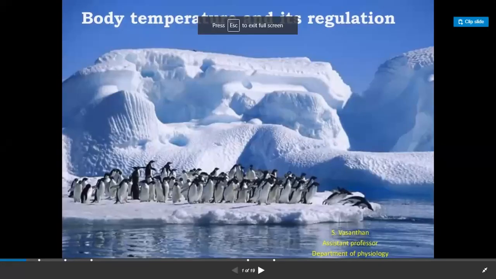Share screen, share screen, share screen. Okay, good. Can you see my screen?